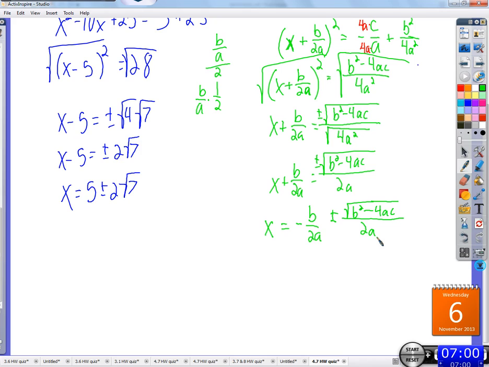One last thing. What do you notice about these two fractions? They have common denominators. So lucky us. We can just add them together, or combine them. So we have a common denominator of 2a, and here we have negative b plus or minus the square root of b squared minus 4ac.